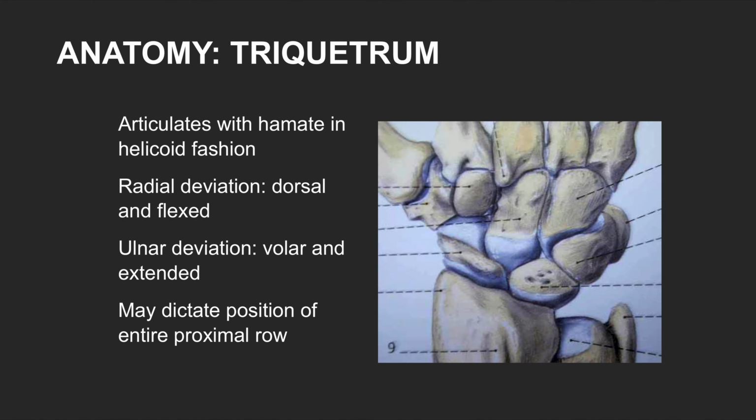Now let's move over ulnarly to the triquetrum. The triquetrum articulates with the hamate. There's a helical joint, and with radial deviation, the triquetrum goes dorsal and is flexed, and with ulnar deviation it goes volar and is extended. And this may dictate the entire position of the proximal row depending on your radial or ulnar deviation.